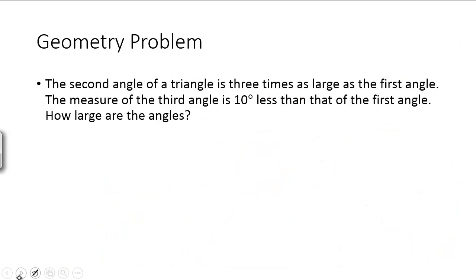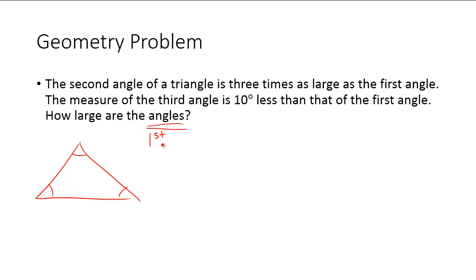Here's a geometry problem. The second angle of a triangle is 3 times as large as the first angle. The measure of the third is 10 less than that of the first. How large are the angles? We need to find the angles of this triangle. We know all three of them will add to 180, but let's just note down the important information. We have the first angle, second angle, and third angle.